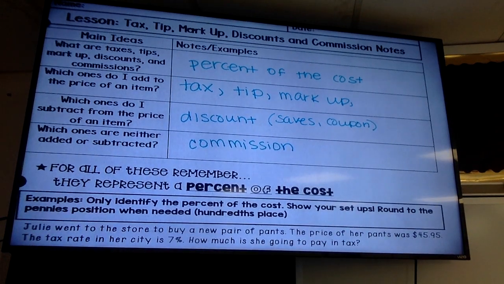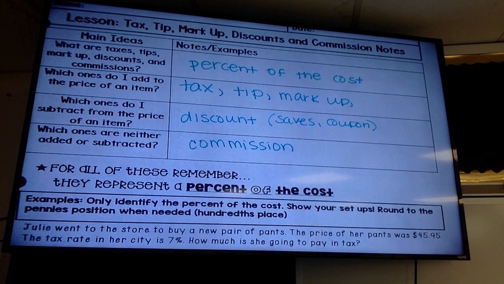Okay, commission is just the amount of money that you make based on a sale. So again, if I was working at a car dealership and I make 8% for every car that I sell, then if I sell a car that's $30,000, I would find 8% of $30,000, and that's how much money I make. Now, some people also have base salaries, so maybe they make $100 a week plus their commission. Then I guess you would add the commission on. But commission itself, you don't add or subtract to any other number.